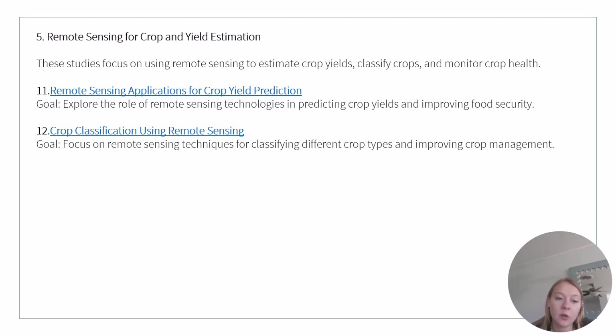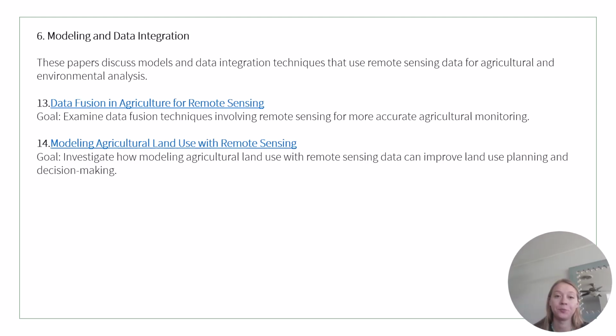Paper 11 is going to be remote sensing applications for crop yield predictions. The main goal of this paper is to explore the role of remote sensing technologies in predicting crop yields and improving food security. Paper number 12 is going to be crop classification using remote sensing. The goal here is to focus on remote sensing techniques for classifying different crop types and improving crop management.